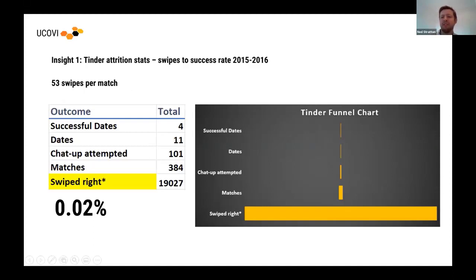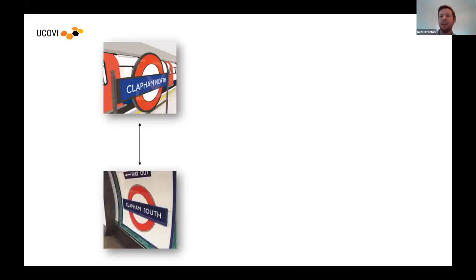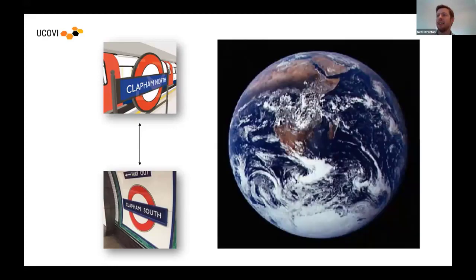But you can show it in an even more amusing way. I find it amusing because of my interest in the underground. So I calculate that 0.02% as a ratio is like saying that my 4 successful dates were the distance from Clapham North and Clapham South tube stations in South London. They're 2 adjacent stations, and so if you consider that as the 4 successful dates, the 19,000 right swipes in comparison to that is the diameter of planet Earth. So that's pretty, you do what you have to do, don't you?